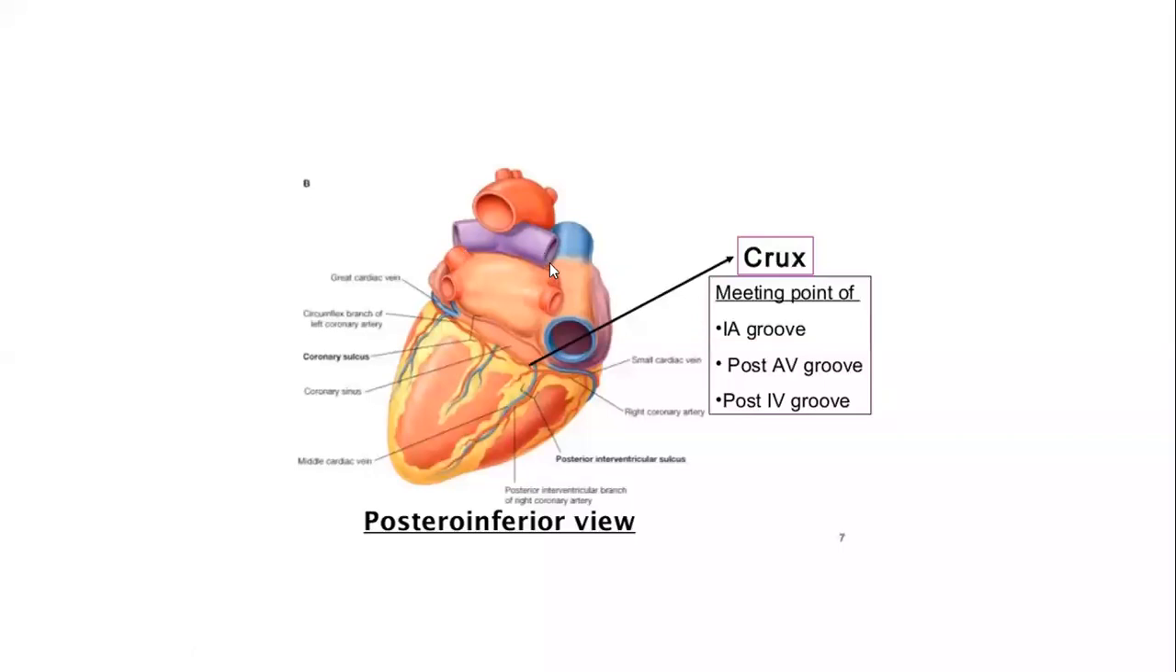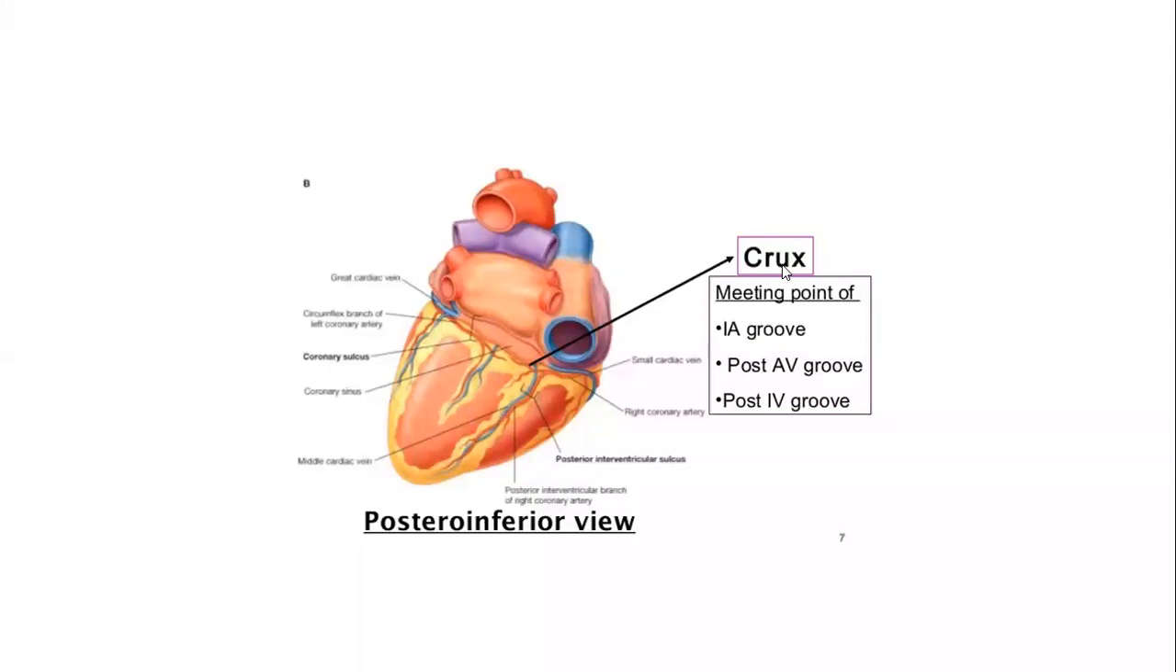So, the groove on the atria, then the groove between the atria and ventricle, which is also called the coronary sulcus, and then the interventricular groove on the posterior aspect. The point or region where these three grooves meet appears like a cross to the naked eye on the surface of the heart. Which surface? Posterior inferior surface.